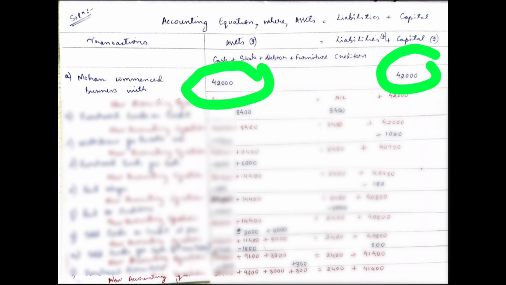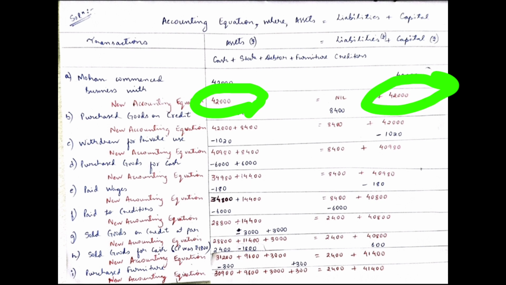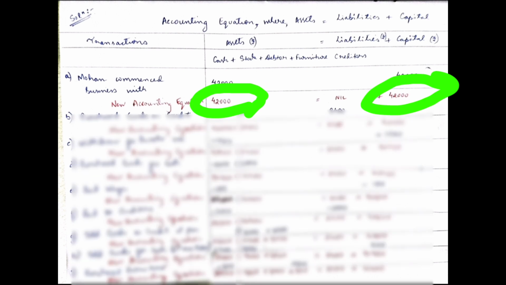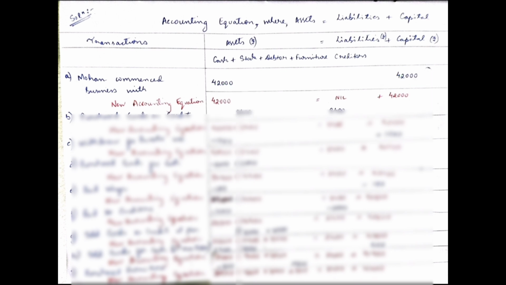So if you draw a line, you see 42,000 in the cash column, which is under the assets. The new accounting equation will be 42,000 assets is equal to, we don't have any liabilities because solely we are starting our business with our own money. Mr. Mohan has started his own business with his own money, plus 42,000. So assets is equal to liabilities plus capital, assets is equal to capital.